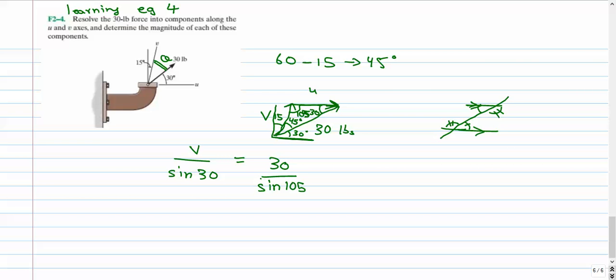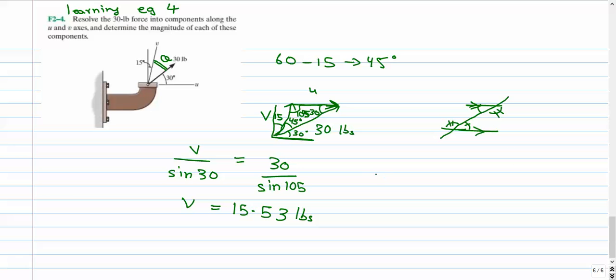If you don't know what sine rule is, you should go search it up on Google, but it's pretty simple. And finally, from this equation, we can simply get the value for v, and the value for the v component is going to be 15.53 pounds.